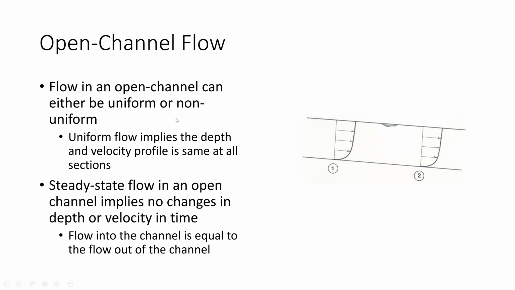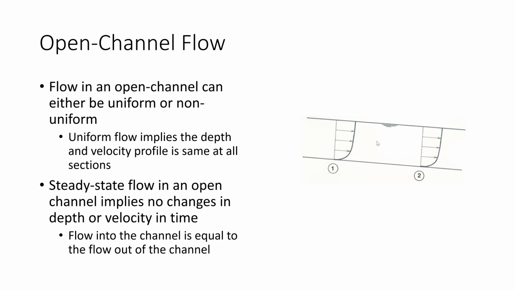So open channel flows can either be uniform or non-uniform. When we have uniform flow, it means that the depth and the velocity profile are the same at all sections. Here I show two sections of the open channel. Clearly there is a slope, so the water is moving along that slope. But if you look at the velocity profiles, they stay constant between points 1 and 2, which are at two different locations on that channel. So when that happens, we have uniform flow.